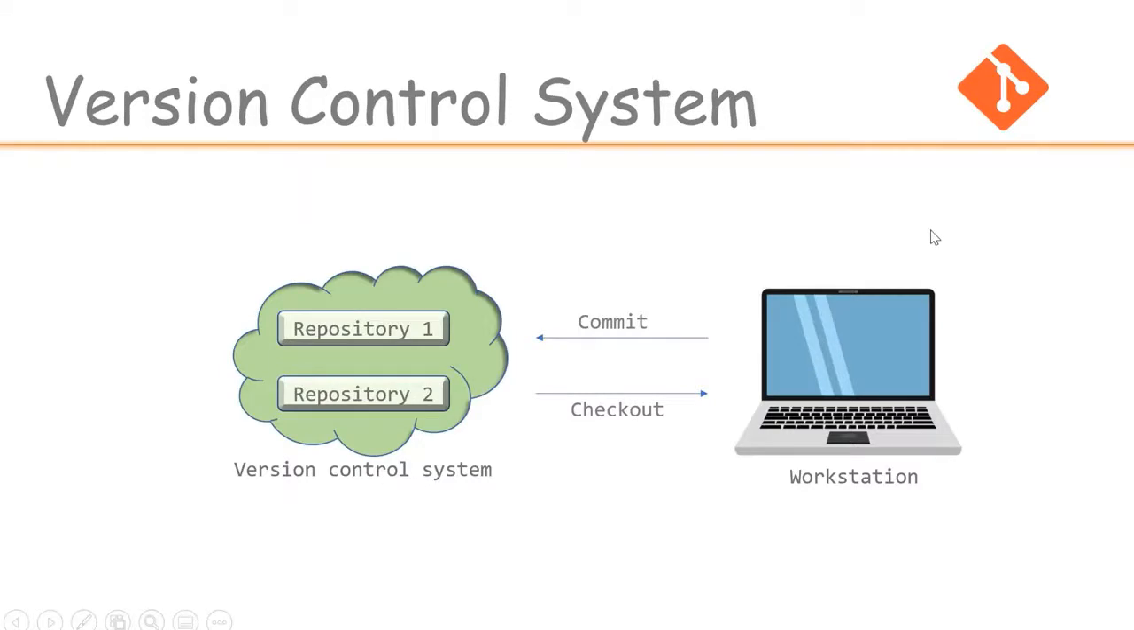So this is how your typical version control system looks. We have a version control system where multiple repositories can be kept, and we have workstations from where the user or the developer can collaborate with each other using the version control system. Basically, they can perform many operations like commit and checkout on the version control system repositories.